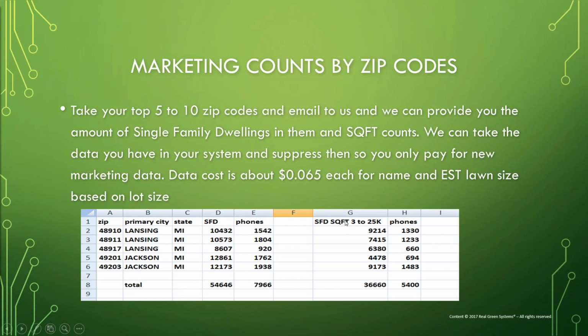So we can, again, provide you this count by your zip codes so you know, hey, how much data do I have? And based on how many single family dwellings there are, what is this in the square footage? So we start at 3,000 square feet. Condominiums typically are underneath 3,000 square feet, and then stop at 25,000 square feet. And for the majority of the United States, we can get that information.